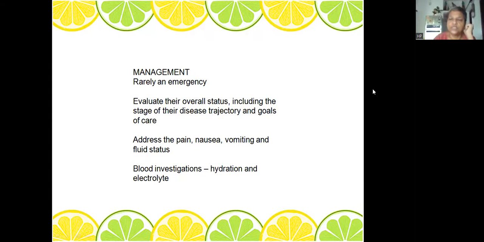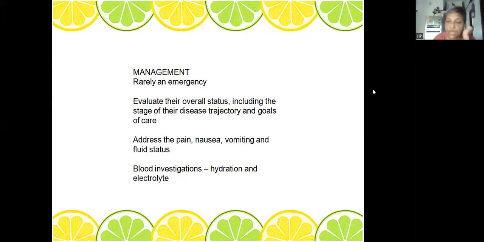So let us see the management. It is rarely an emergency, but an emergency can also happen. Evaluate their overall status, including the stage of their disease trajectory and the goals of care. This we have to keep in mind. If the disease trajectory is going down and down, our goals of care will also be different, accordingly, to the patient's condition. So whatever management we are going to do, we should focus on these two things.